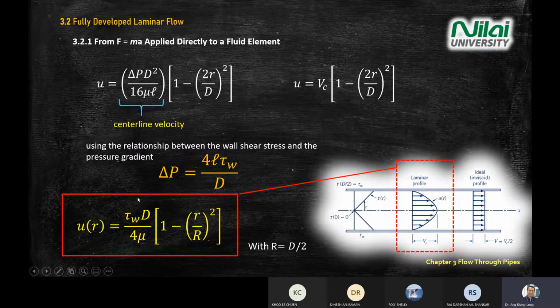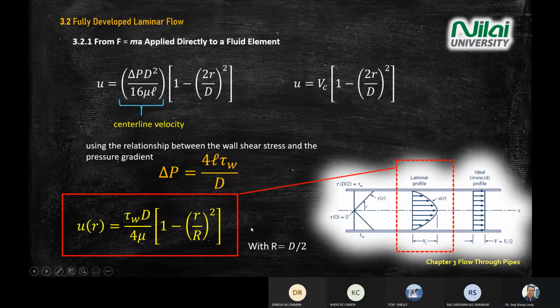So here we proved that the parabolic flow is given by this equation with the shear stress at the wall, the diameter of the pipe, and the dynamic viscosity. We have two kinds of viscosity in the table that you see in the exam. One is kinematic, one is dynamic. This is dynamic viscosity. 1 minus r divided by R. So R is the outer radius here, right?